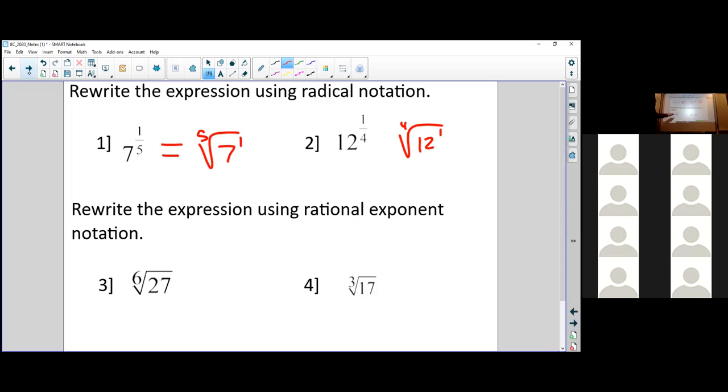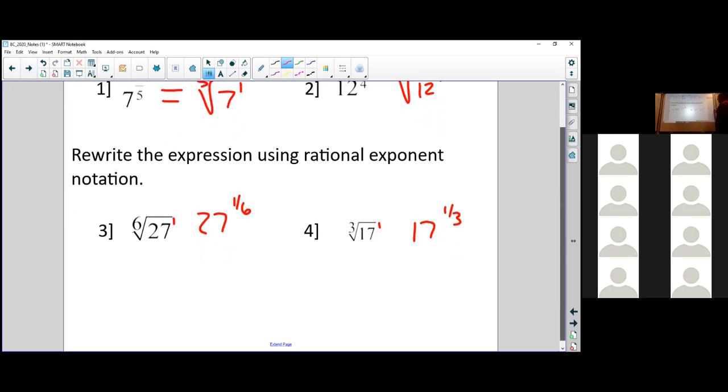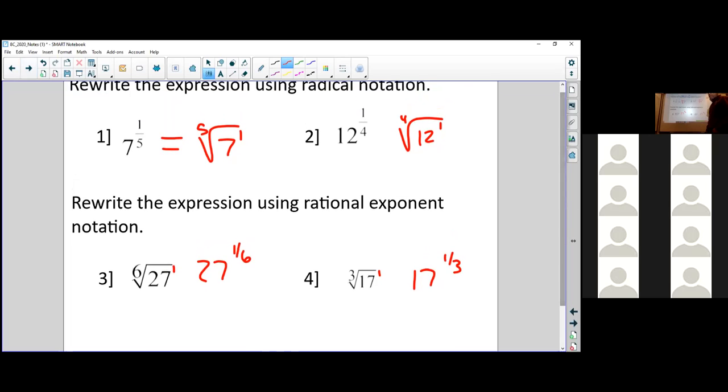Then we want to rewrite these, having them as an exponent. So 27 is raised to the first power. So this is going to become 27 to the 1/6 power, and it's done. This 17 is raised to the first power, so this becomes 17 to the 1/3 power. And all you have to do is convert from a radical to an exponent. May I move on?